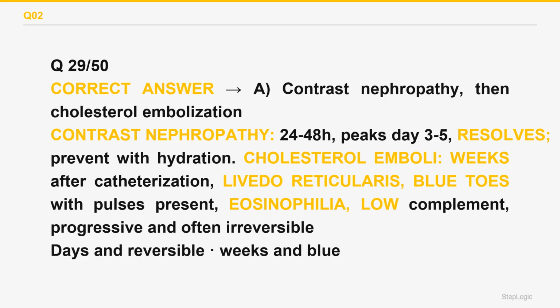The preserved distal pulses in cholesterol embolization are worth emphasizing because they distinguish it from large vessel occlusion. The emboli are microscopic crystals lodging in arterioles, so the large arteries remain patent while the digits become ischemic. Prognosis differs accordingly. Contrast nephropathy is usually self-limited and largely preventable with pre-procedural hydration, whereas cholesterol embolization is often progressive and has no specific therapy. If you see kidney injury after catheterization, let the interval and the skin decide which complication it is.